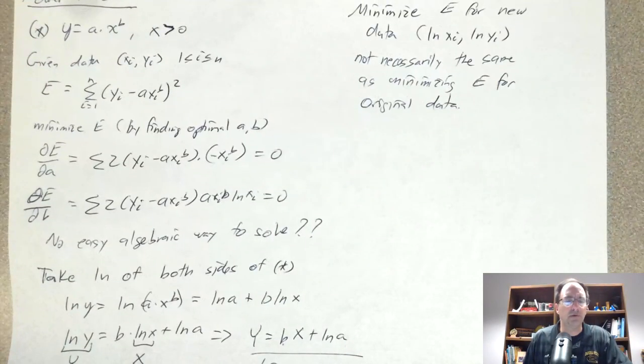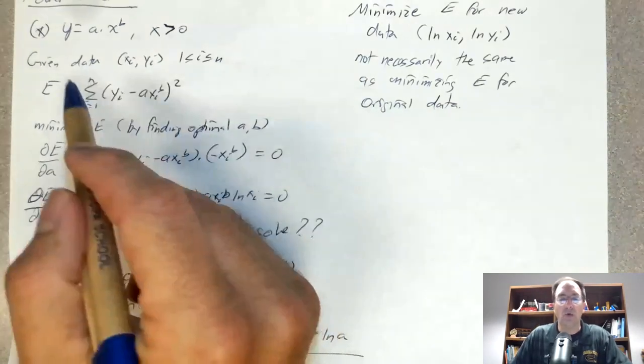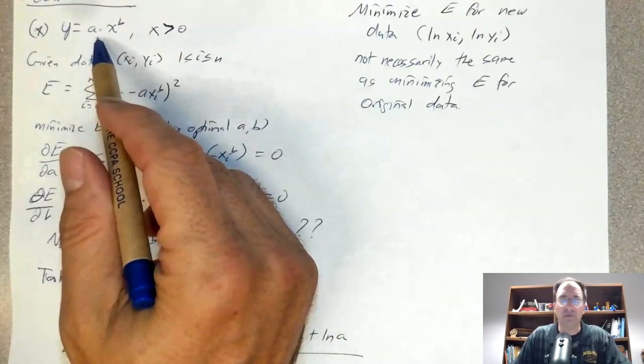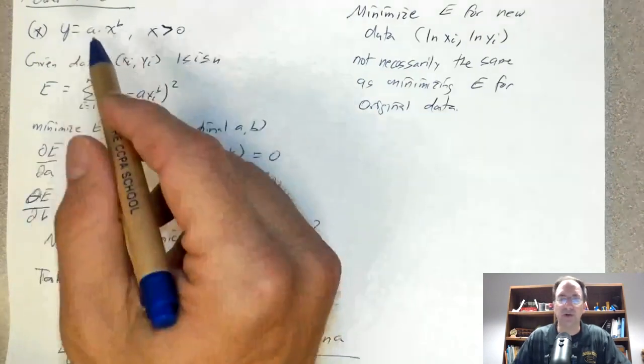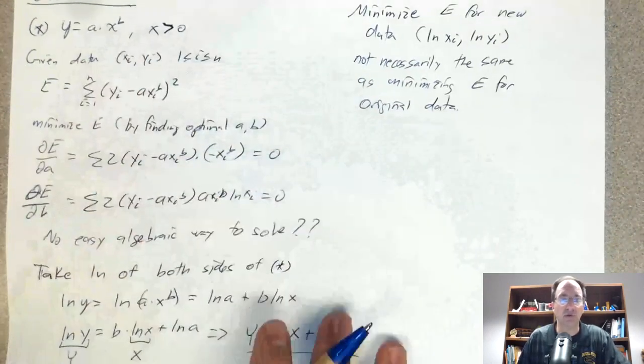Hello, this is part 2 on our section for regression for nonlinear data. And just to remind ourselves, we're working with power functions for this part, and we're trying to transform this into a linear function because regular regression didn't work.